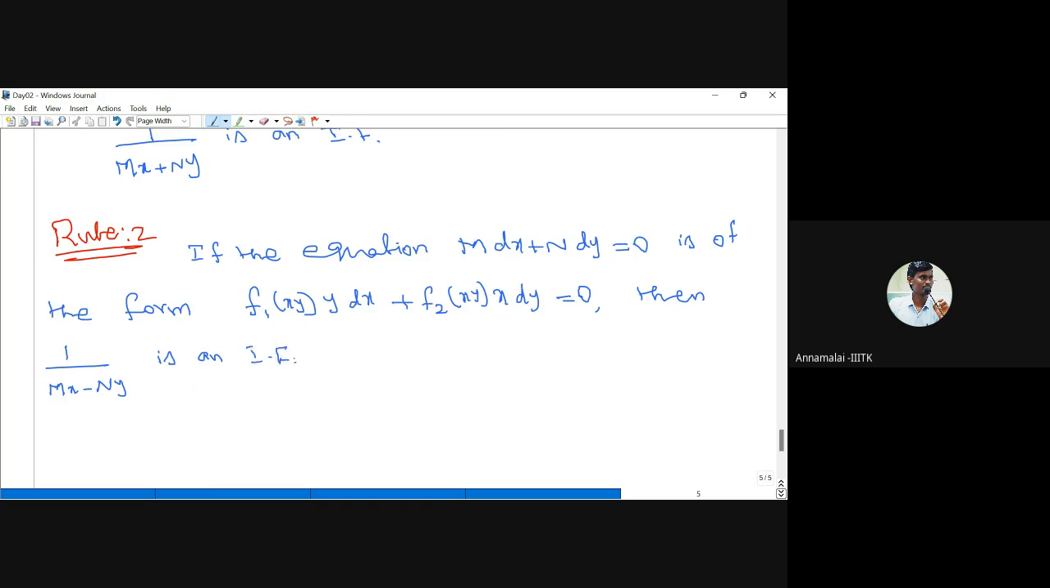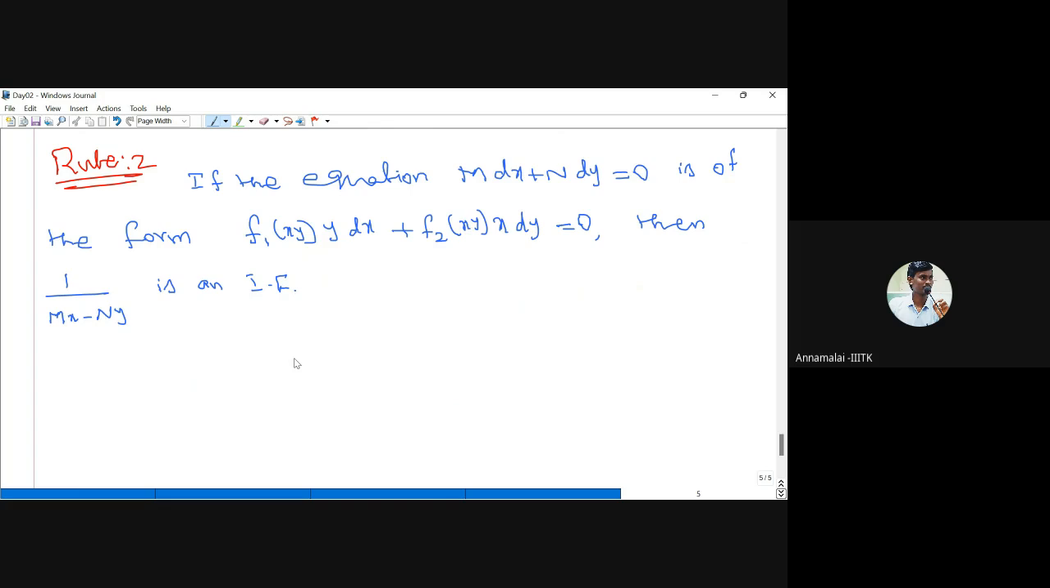So provided the given equation is of the form function of xy into y dx plus function of xy into x dy equal to 0, you can directly take 1 by (Mx minus Ny) as the integrating factor. This is our mu. You have to multiply mu to this equation. Then the equation becomes exact, and you can find the solution.